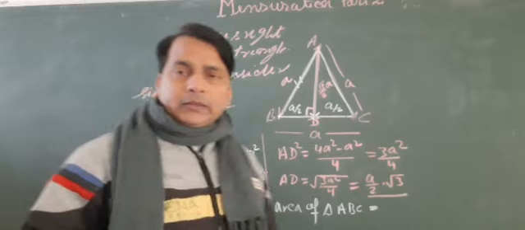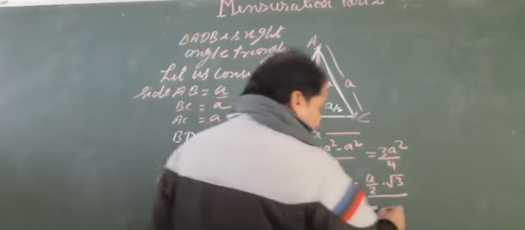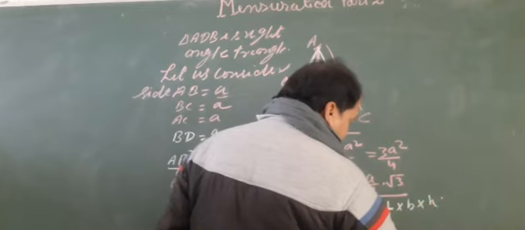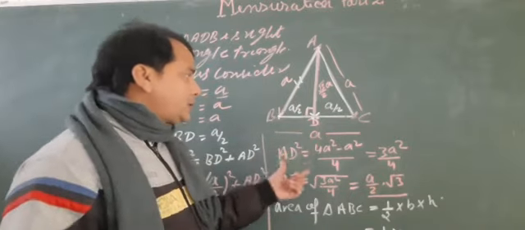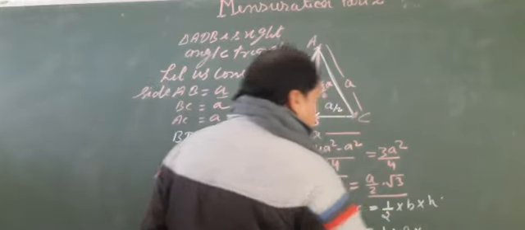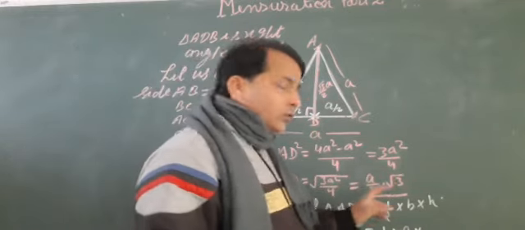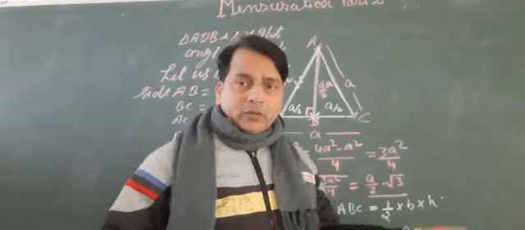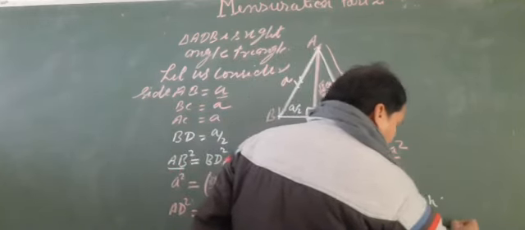So we know that area of triangle is 1 by 2 base into height. Area of triangle ABC is 1 by 2 base into height. In this case, triangle ABC, base BC is given here as A, and perpendicular height AD equal to root 3 by 2 into A. So put the value of perpendicular height AD as root 3 by 2 into A.